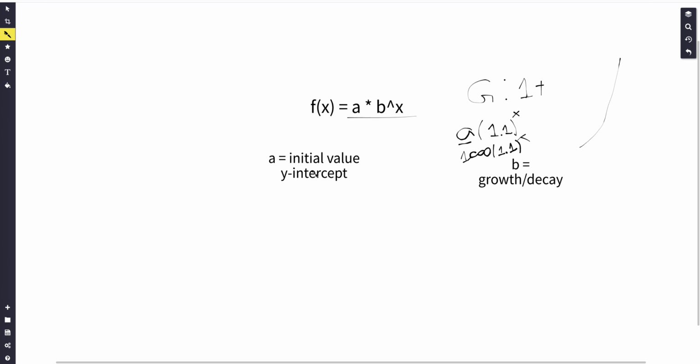So again, that a value is the y-intercept. If you plug in 0 for x, because y-intercepts, remember, are 0 comma some number, the value right here is just going to turn to 1, and this a value is really that y-intercept of yours. So in this case, it would just be 1000. So that's like your starting seed, like I said. And yeah, so now let's get into exponential decay.